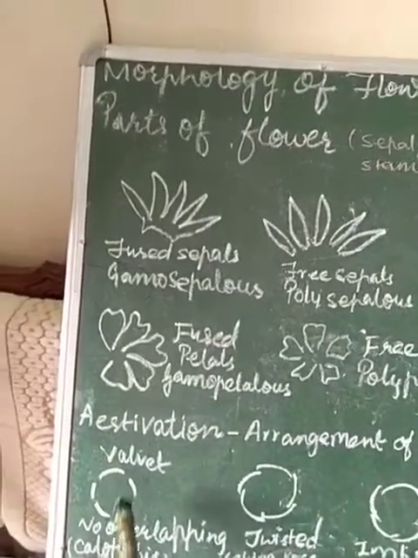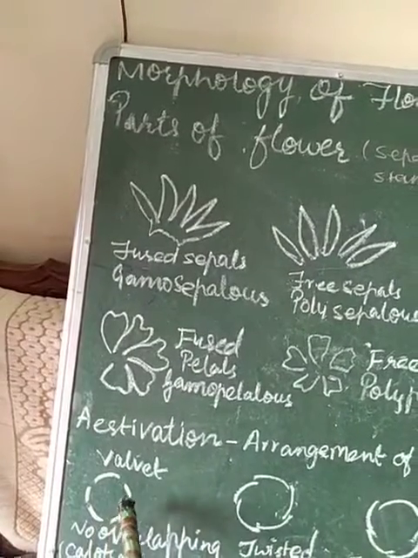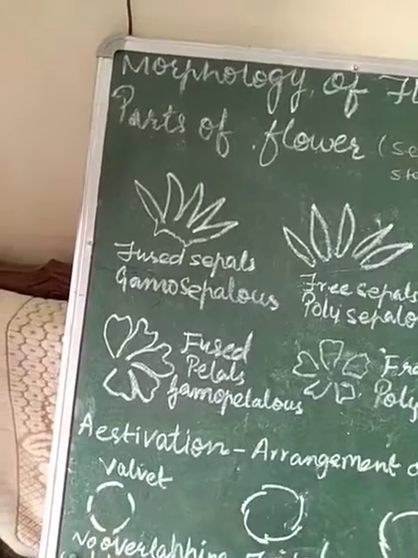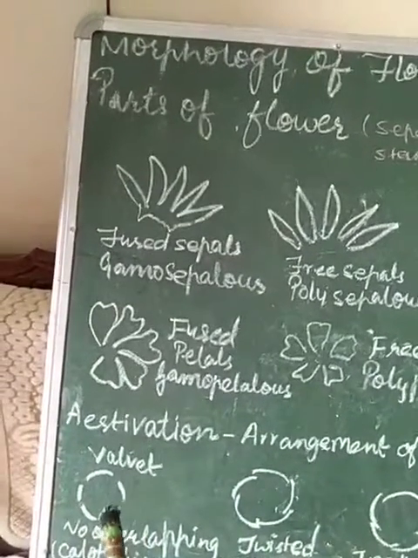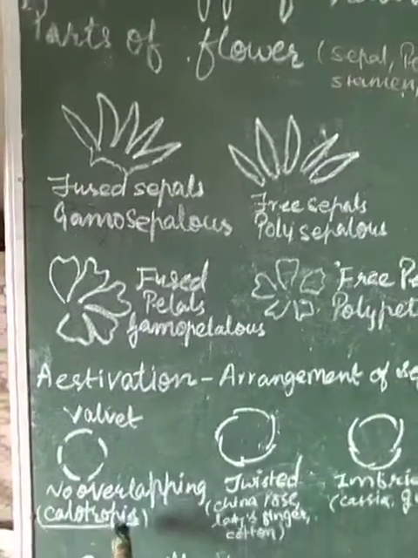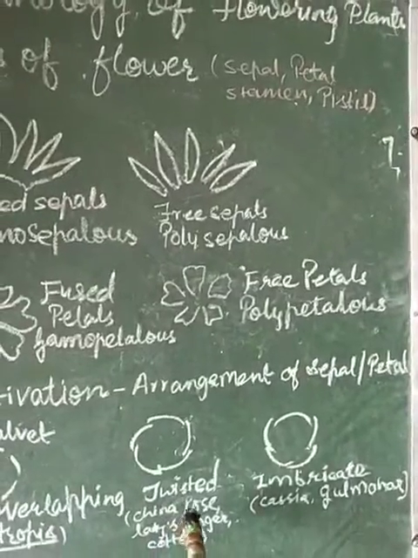See here, if the sepals and petals are arranged in such a manner that they do not touch or overlap with one another, then such a type of estivation is called valvate estivation, and it is found in calotropis. Now next we have the twisted one.